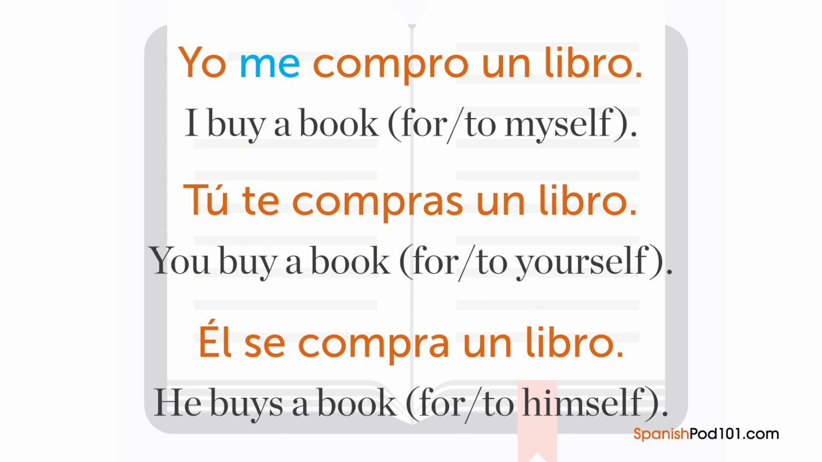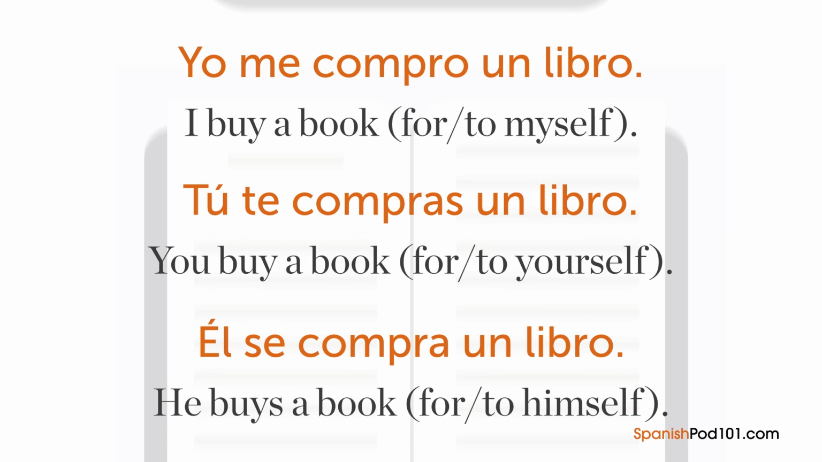Using me, you can say, yo me compro un libro, which literally means I buy a book to myself. Using te, tú te compras un libro, meaning you buy a book to yourself. Using se, él se compra un libro, meaning he buys a book to himself, and so on.